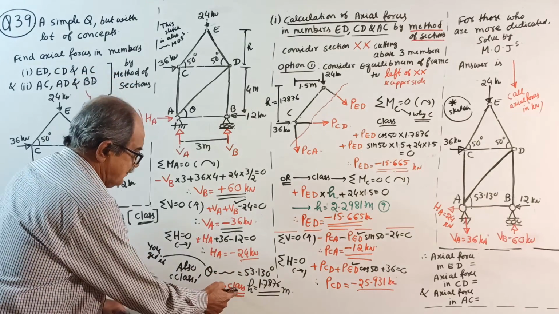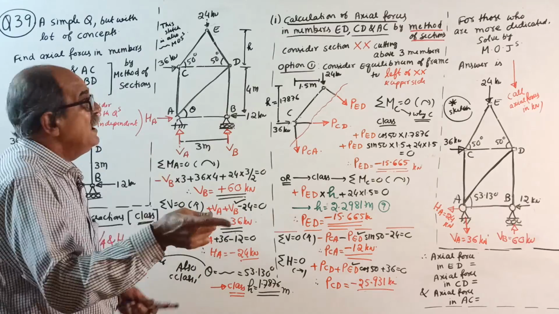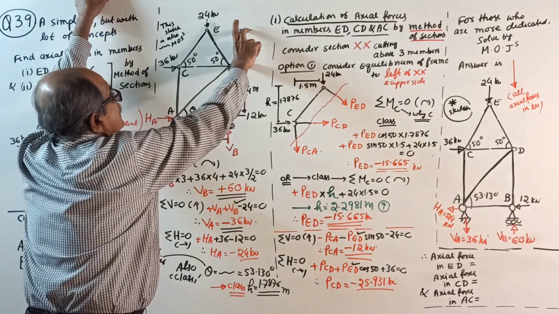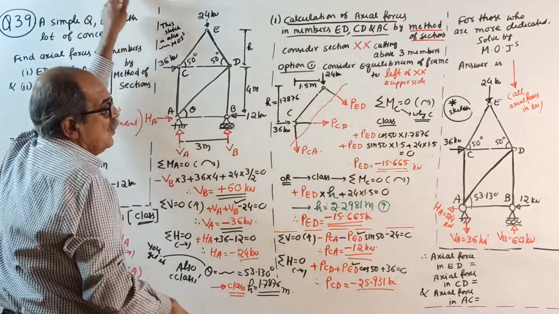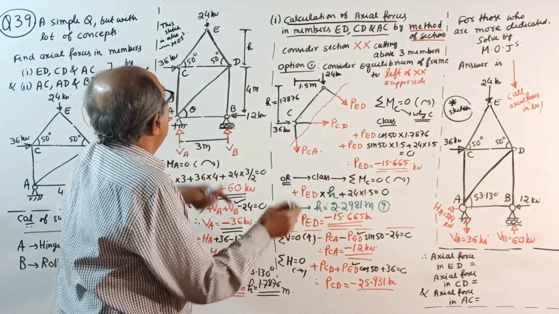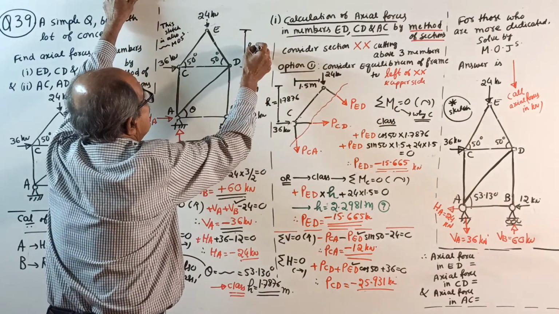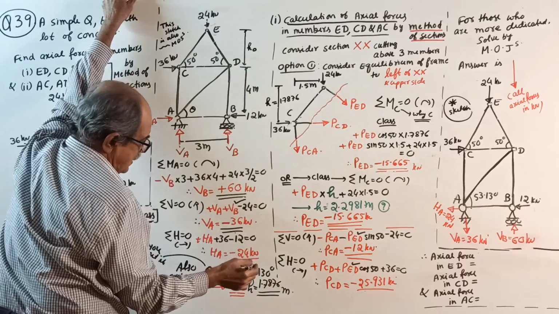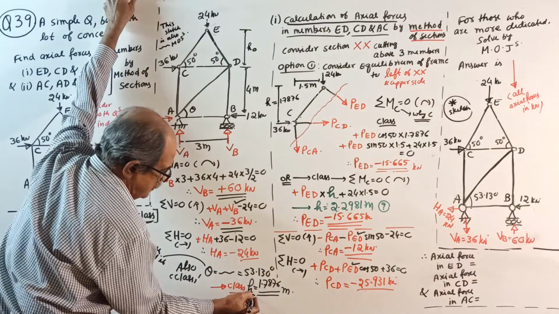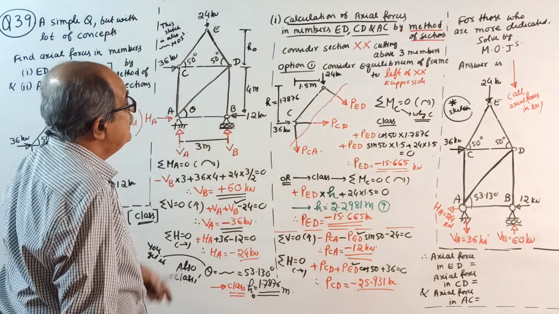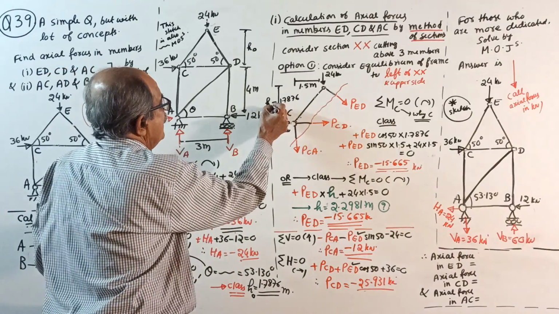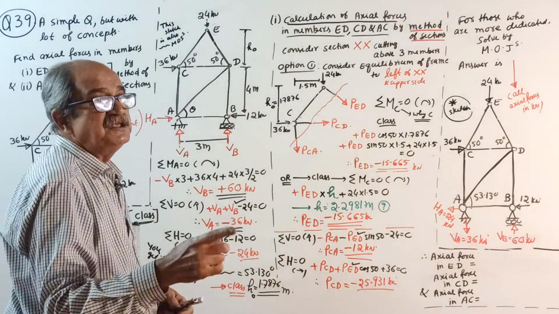Later, class, we may require this height h. There is one h here, and one more h comes later. So I will take this as h naught. There is a reason: later, one more h is going to come.